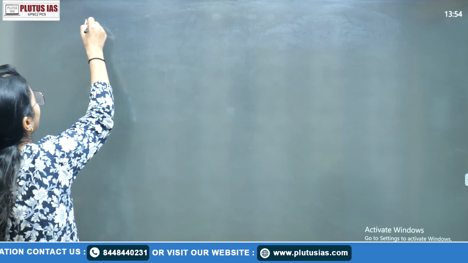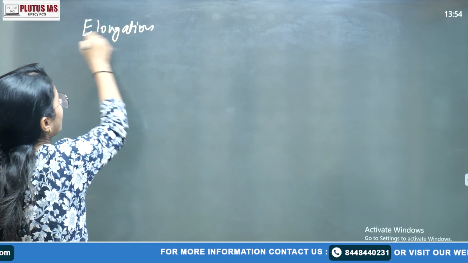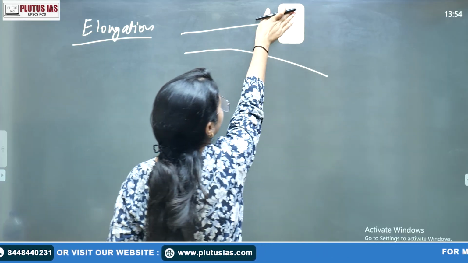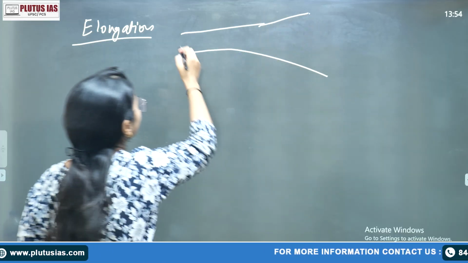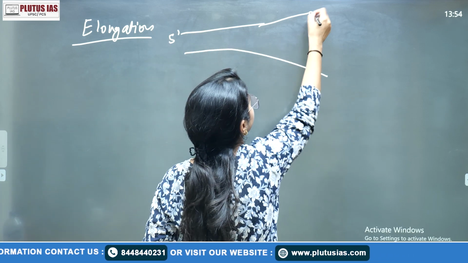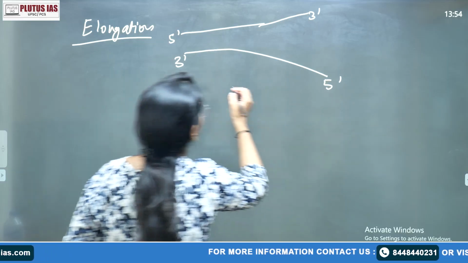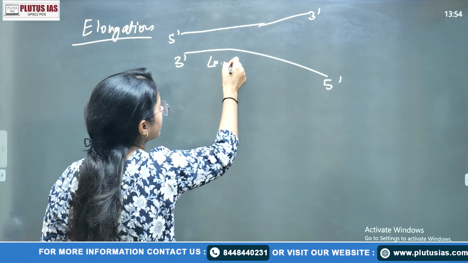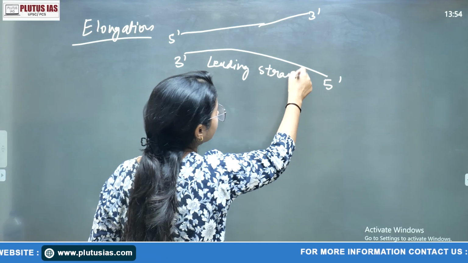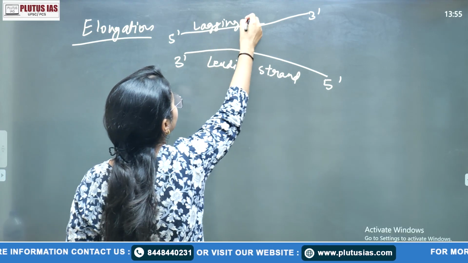From here comes elongation. Now the copying of the DNA. So now the situation is like that. What happens here? One is your 5 end to 3 end strand, and the second is your 3 end to 5 end strand. This strand is known as the leading strand, while this strand is known as the lagging strand.